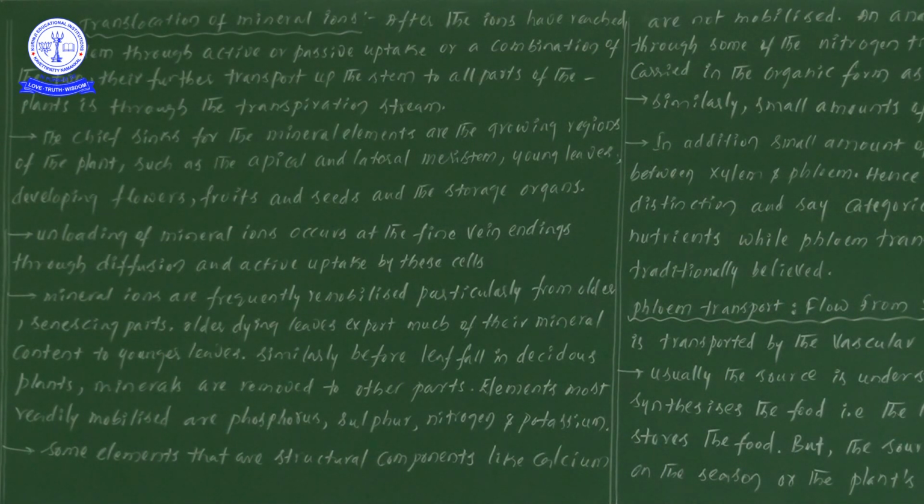So what we can understand is that most of the mineral ions are going to be utilized in the growing regions of the plant. What are these growing regions? They are the apical and lateral meristems, young leaves, developing flowers, fruits, seeds and the storage organs. Here there are different types of plant parts acting as a sink. Sink means the regions which consume, utilize or take up the mineral ions, so such a particular region we take as a sink. Next one, unloading of mineral ions.